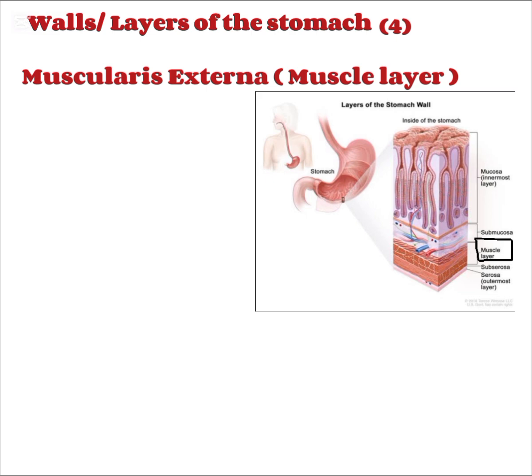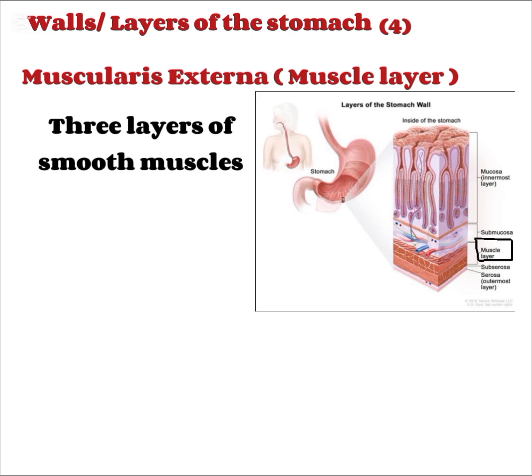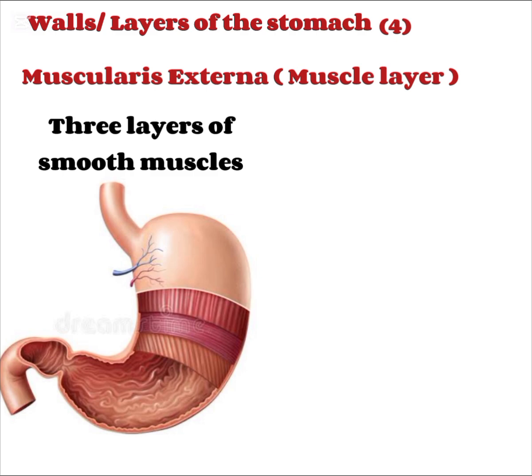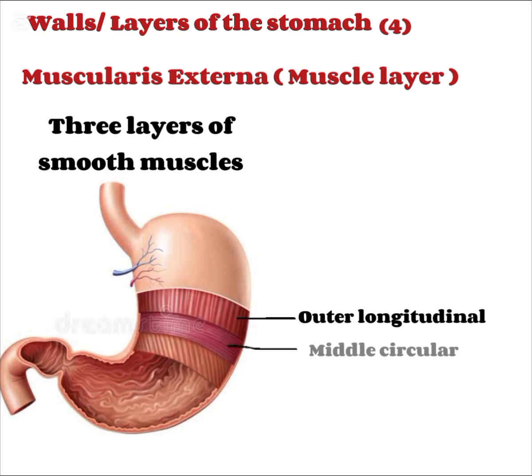This is unique as it contains three layers of smooth muscle instead of two that are usually found in the rest of the alimentary canal. These three layers of the smooth muscle are outer layer of longitudinal fibers, middle layer of circular fibers, and the inner layer of oblique fibers. This modification helps in churning and mixing function of the stomach for food and also in peristaltic movements.